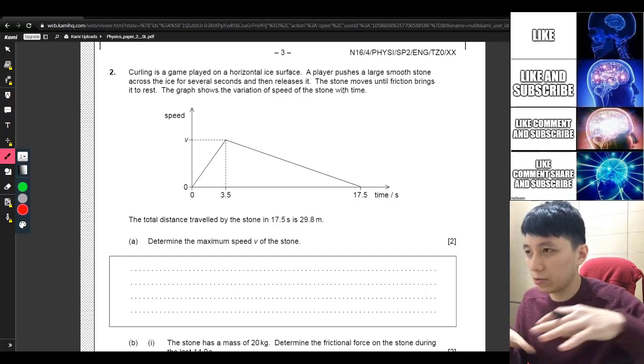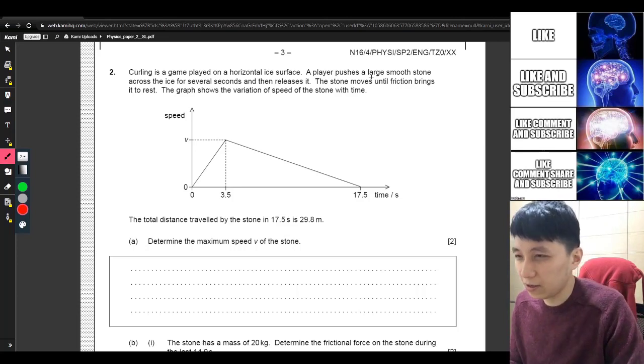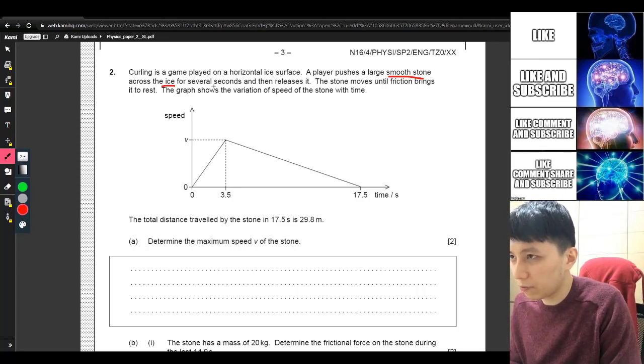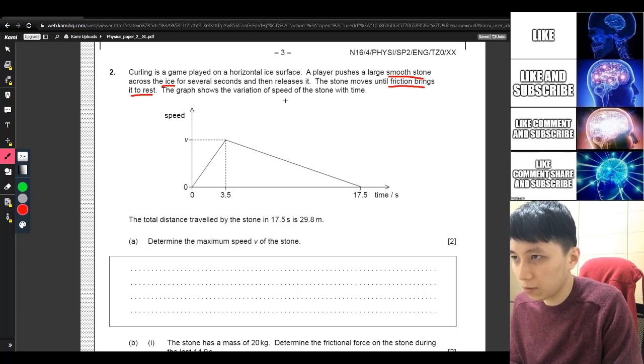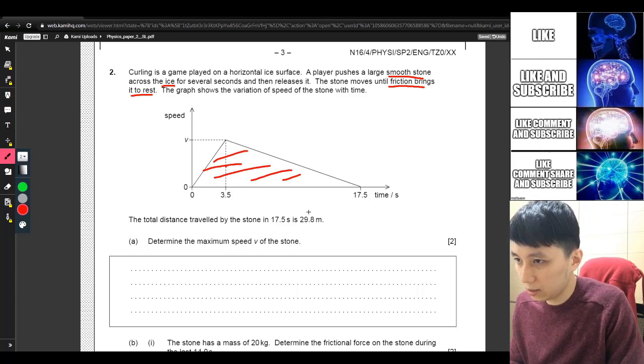Oh, so like the one with the eyes, and okay, it's very interesting, sports in Olympia. So player pushes a smooth stone on ice for several seconds, releases it, and so on, until friction brings it to rest. Okay, so there's friction. Not much information provided here. So this is the diagram that we have. Total distance traveled by this is, okay, so that means the area is 29.8.